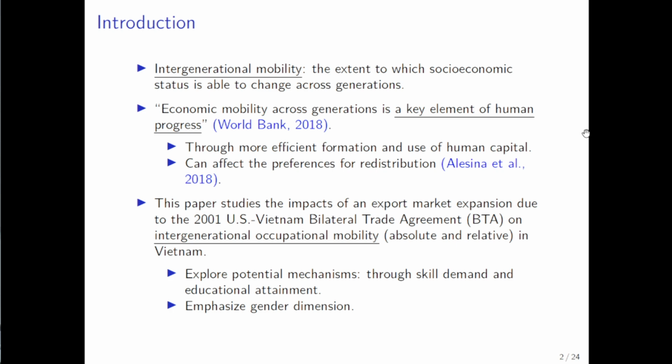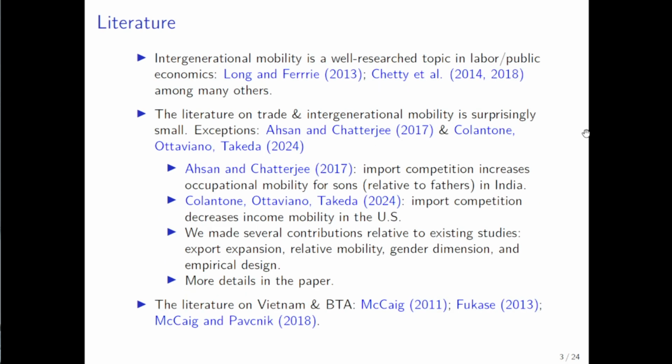And we are also going to emphasize the gender dimension, unlike many of the papers in the literature. Actually, in trade, there are just a couple of papers on intergenerational mobility, but there is a broader literature on intergenerational mobility. You can see there's a literature in labor and public economics, pioneered by Raj Chetty, and there's Long and Ferrie, and many others. In the trade literature, we only have two papers so far that we are aware of. One is by Hassan and Chatterjee, which looks at the impact of import competition on intergenerational mobility in India, and then a more recent paper is on the U.S. by Colantone, Ottaviano, and Takeda.